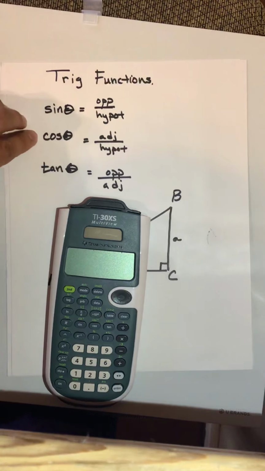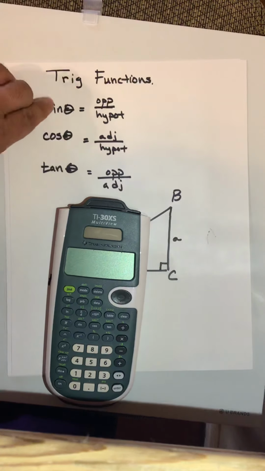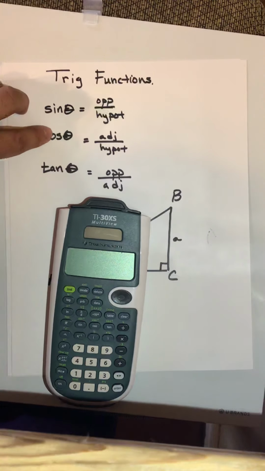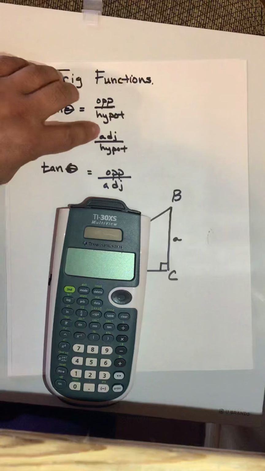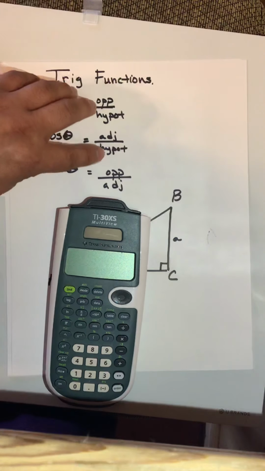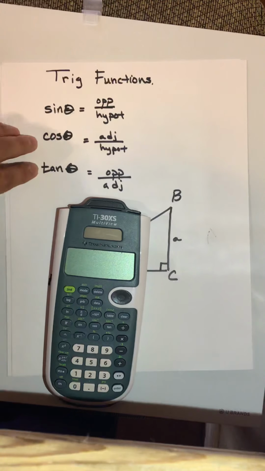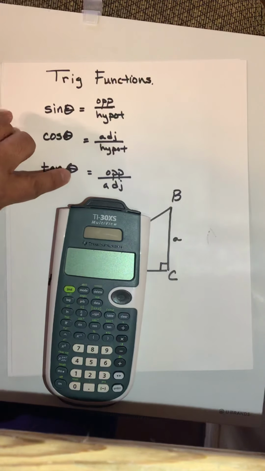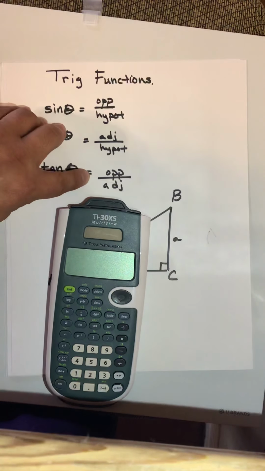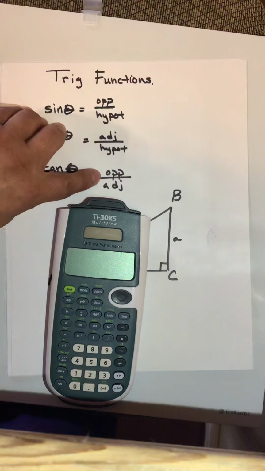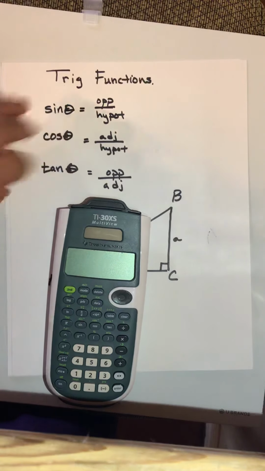We have cosine theta. The theta just means angles, or whatever reference angle I'm using. It will be equal to the side adjacent divided by the side hypotenuse. And the other one we have is tangent theta. If I want to find the tangent of my reference angle, it's going to be its side opposite of that angle divided by its side adjacent.